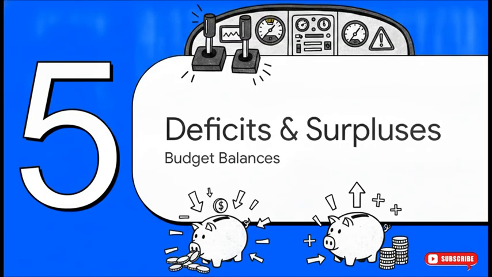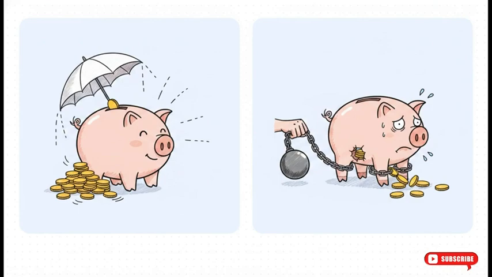Section 5. Deficits and surpluses. Now, with our pilot constantly pushing and pulling all these levers, we definitely need to regularly check the warning lights and fuel gauges on our dashboard.